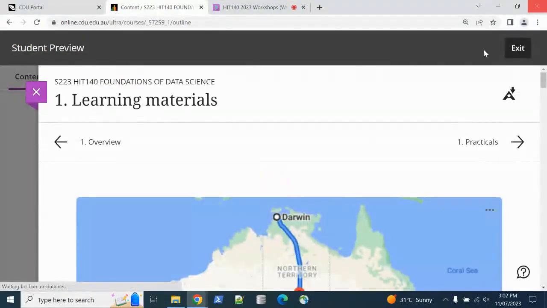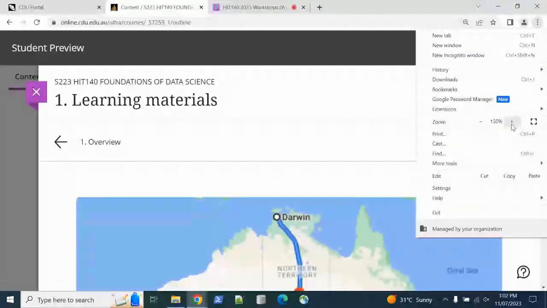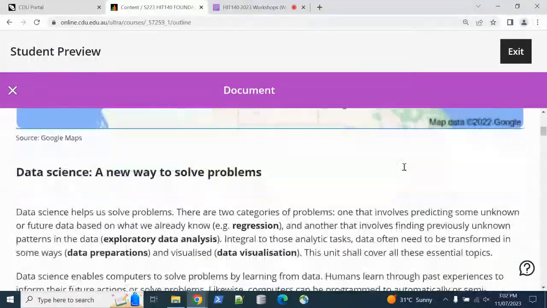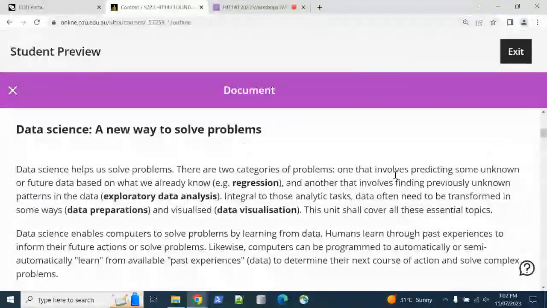Okay, let's look at the learning materials. So ultimately, data science is about solving problems through data. Okay, that's what it is. There are different types of problems that can be solved. Now, usually we divide these problems into two broad categories. The first category involves predicting something that we don't know, right? Based on what we already know.